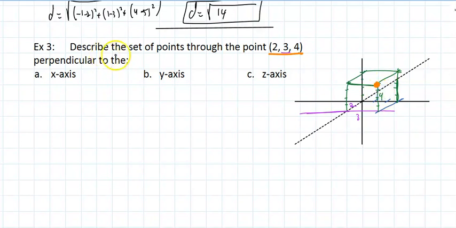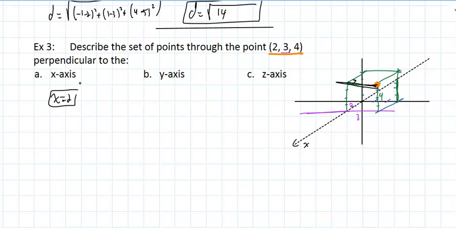Well, describe the set of points through this point perpendicular to the x-axis. If I want this to be perpendicular to the x-axis, what do you think that's going to look like? What's the equation for that? Isn't that x equal to 2? If I said sketch x equal 2 with no y and z, well, guess what? That would be perpendicular to the x-axis for sure.